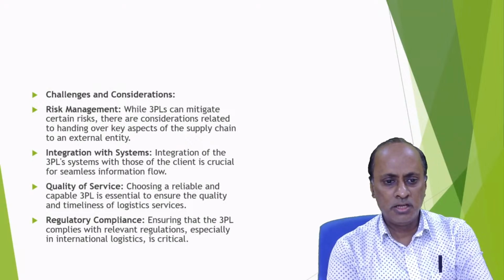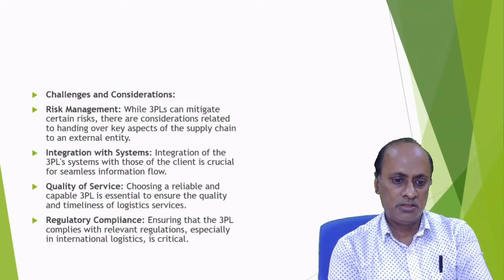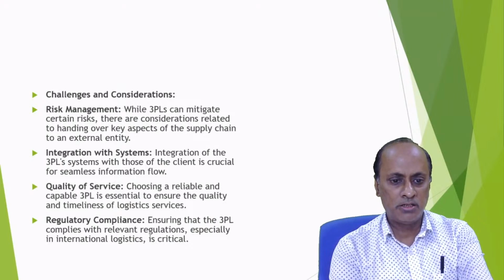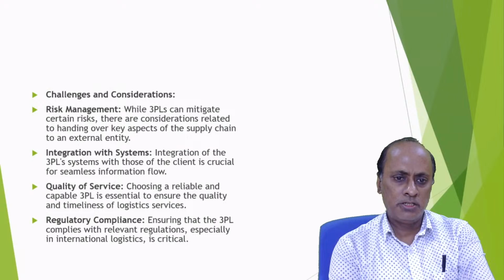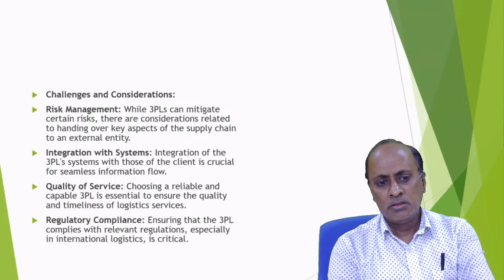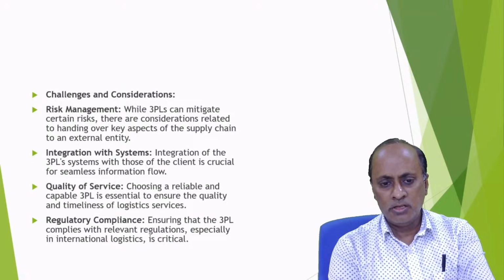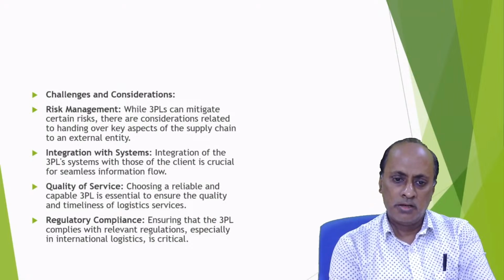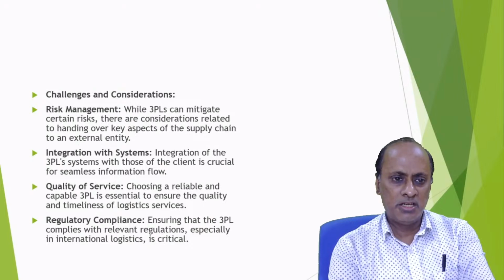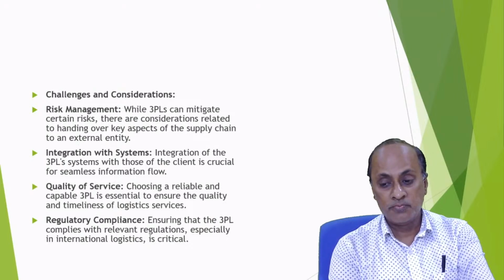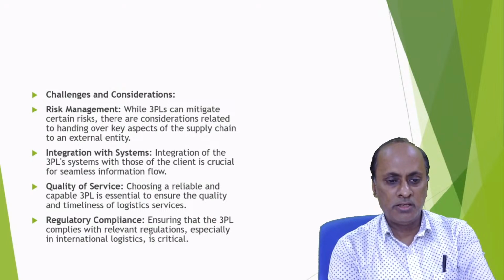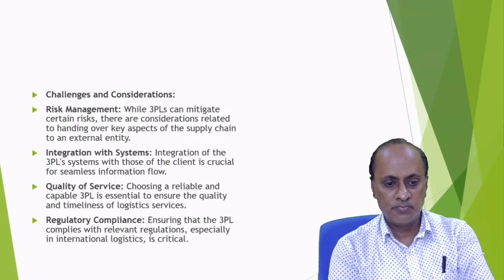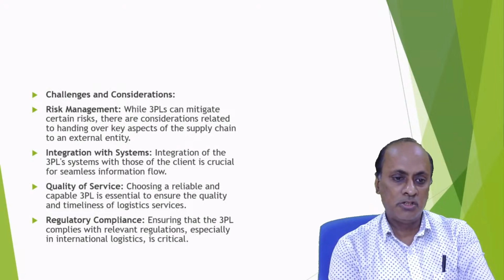Quality of service: choosing a reliable and capable 3PL is a great challenge. It is essential to ensure the quality and timeliness of logistics services. Yes, the basic objective of any supply chain system is timeliness, or the on-time delivery of goods. So sometimes the challenge before organizations is choosing a reliable and capable 3PL who can fulfill these objectives. And regulatory compliance: ensuring that the 3PL complies with the relevant regulations, especially in international logistics.